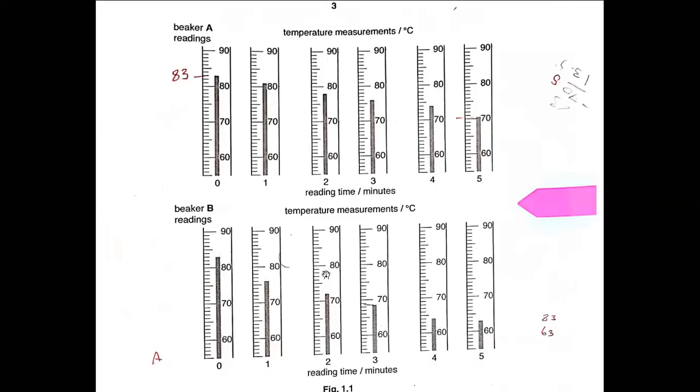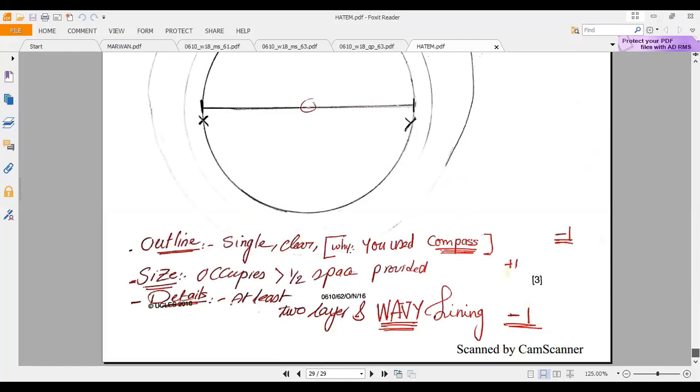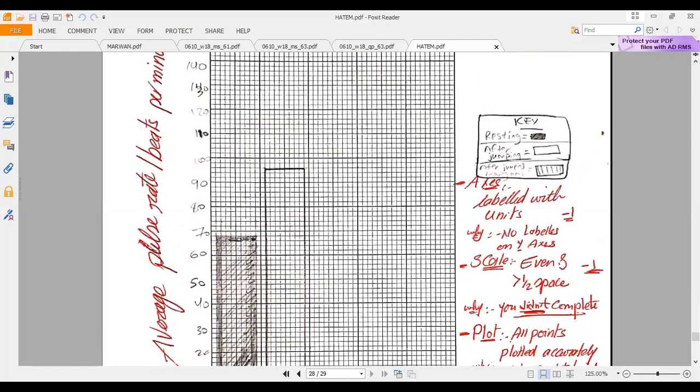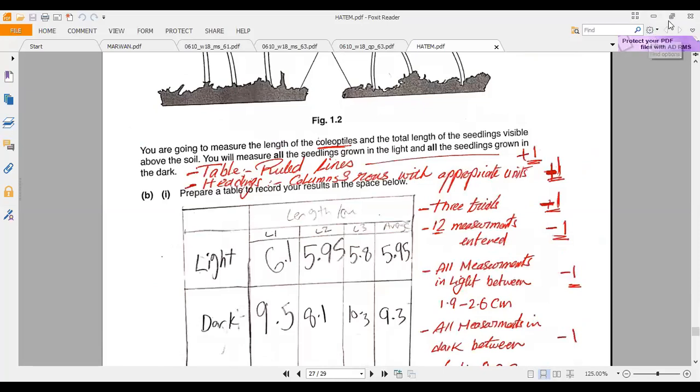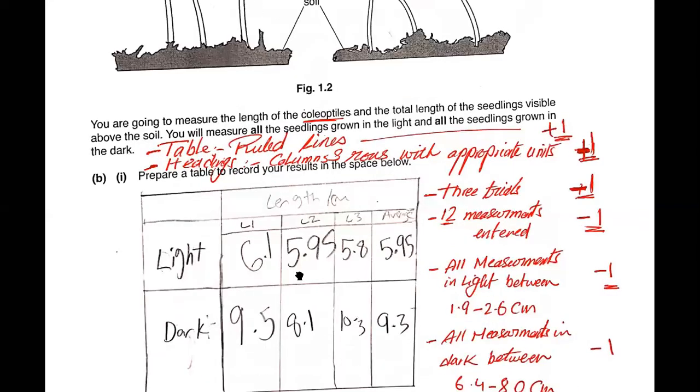Okay, let's go back to the figure. Yeah, this is the figure. This is the table, I'm sorry. So number 1, the table has to have ruled lines. This is a mark. The headings, the columns and the rows, should have appropriate units.